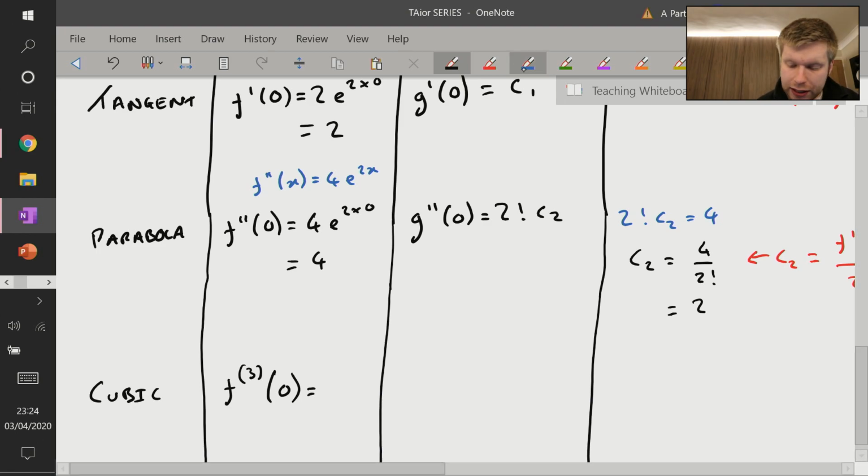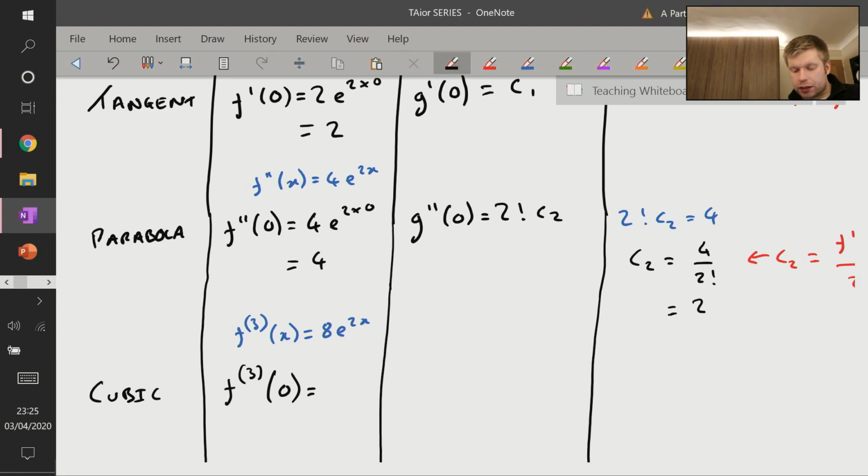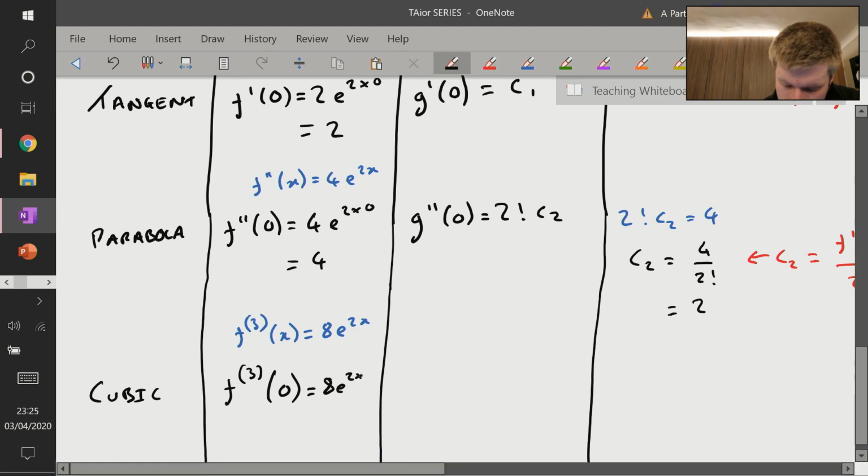Well, let's have a look. What is the third derivative of my function? The third derivative will just be the derivative of what's up here. If I differentiate the inside function, 2x, it becomes 2. Multiplying, just using the chain rule, it becomes 8e to the 2x. When I stick in x equals 0, it's just going to be 8e to the 2 times 0, which is equal to 8.